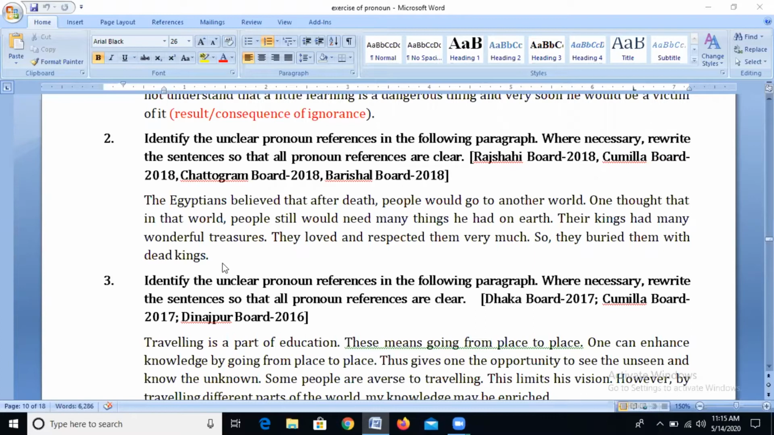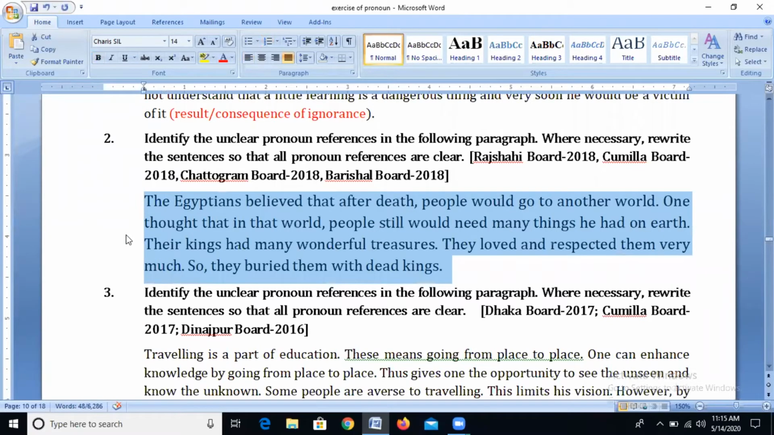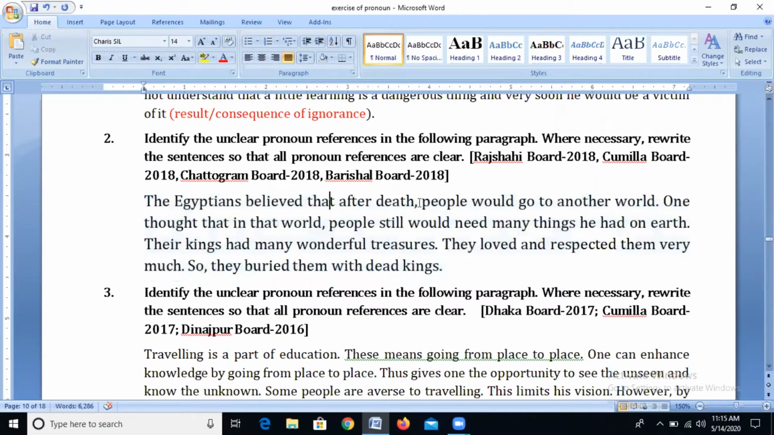I would like to read this passage for your sake. The Egyptians believed that after death, people would go to another world. Is there any pronoun in this sentence? No pronoun. I find no pronoun here. So if you don't find any pronoun in the sentence, then don't think of it.